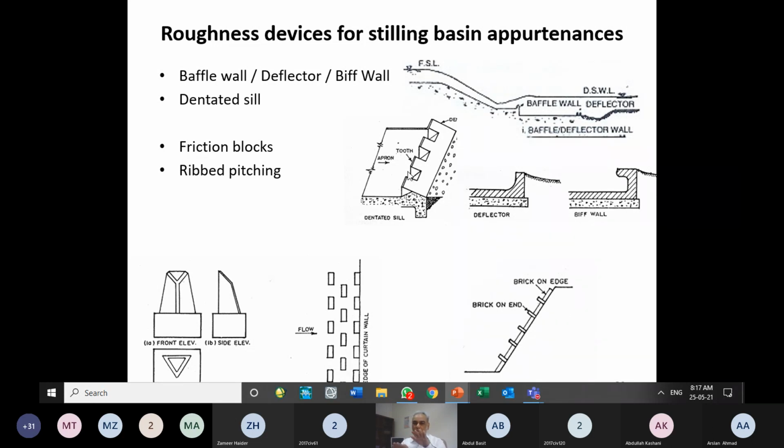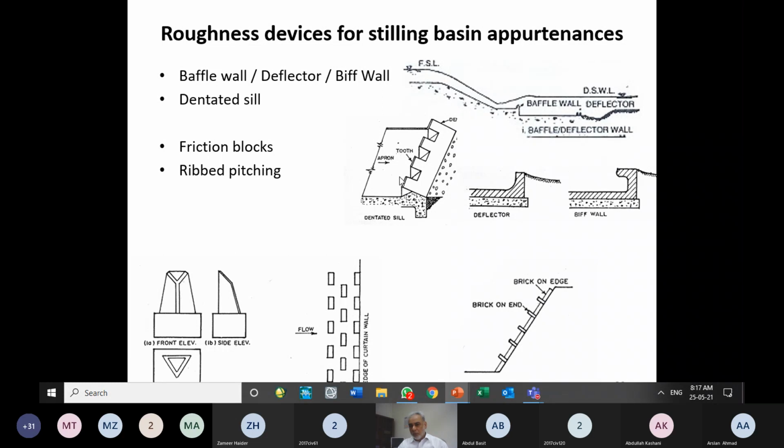This will divide the water into two layers in the vertical plane. You see, dentated means like a tooth, like a series of teeth. Like you have a series of teeth on a saw, in the same way here also there are a number of projections. So we call such a kind of wall the dentated sill.